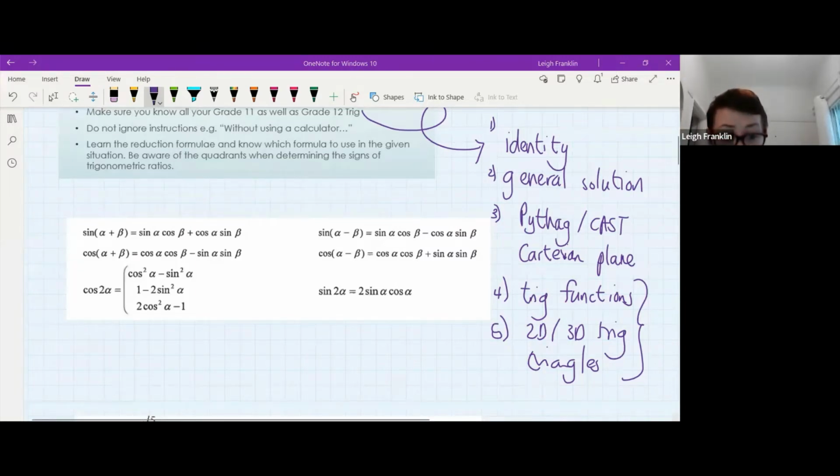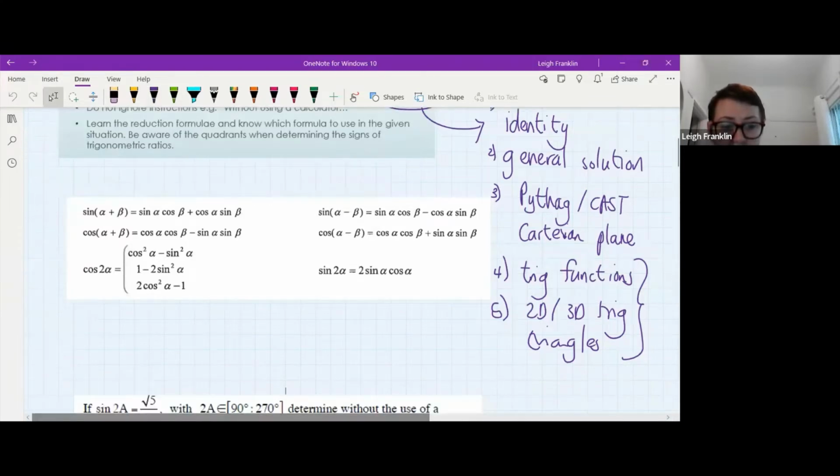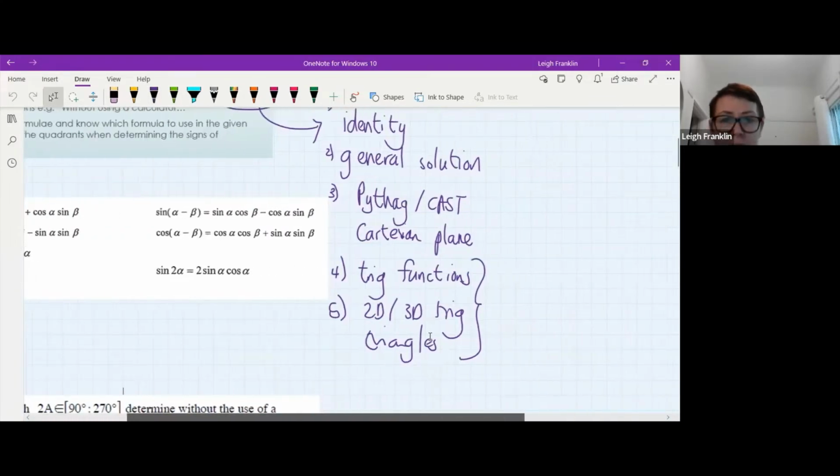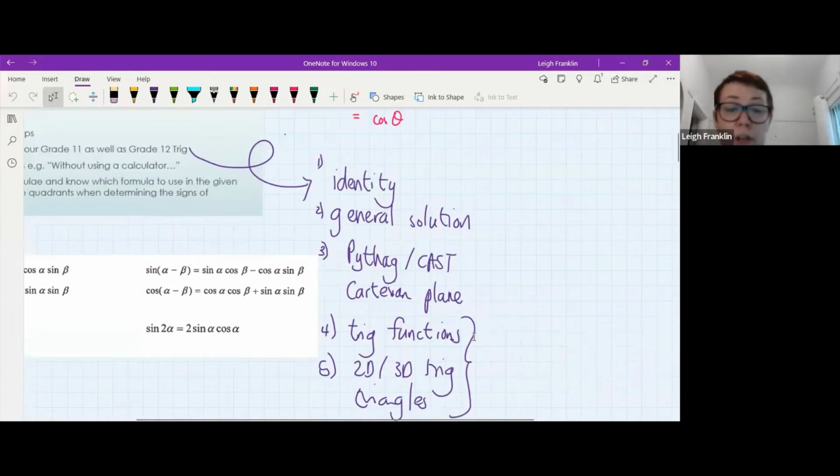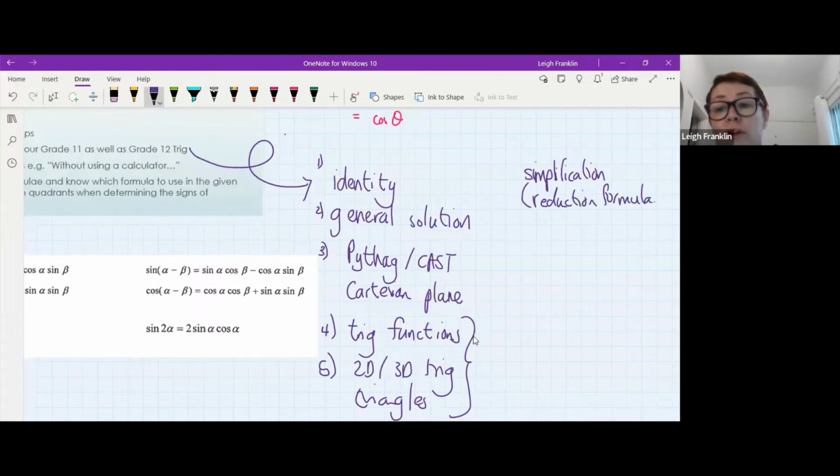Okay, so some of the other things that you could expect to see in your general trig section would be a question on simplification using reduction formulae. So you can expect to see that. Another question that you can expect to see is a ratio in terms of a letter.